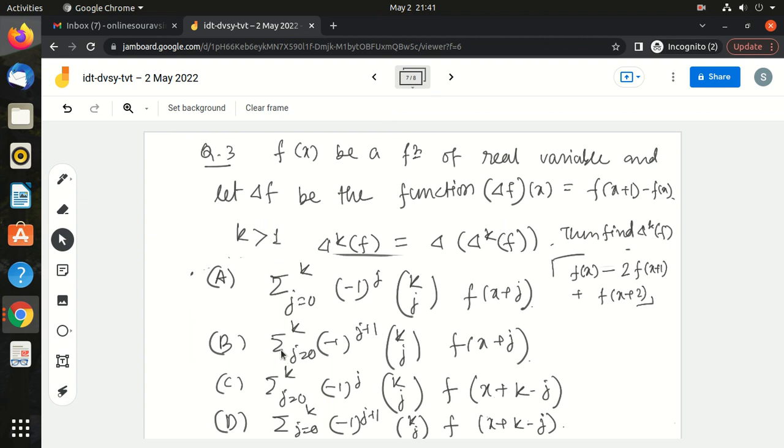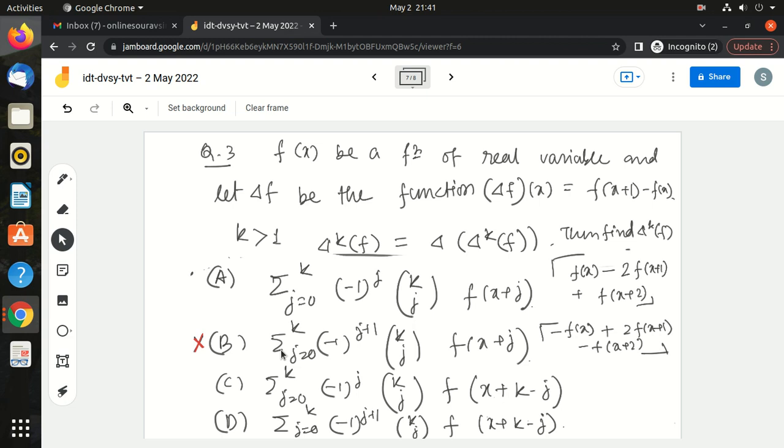If you look at option B, if you put j equal to 0, you get minus f of x, then plus 2 f of x plus 1 minus f of x plus 2. Surely this is not the option. So this is wrong. You cannot say whether A is correct or not, but you can definitely say B is wrong.